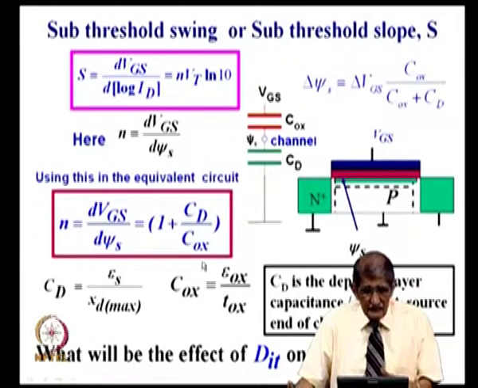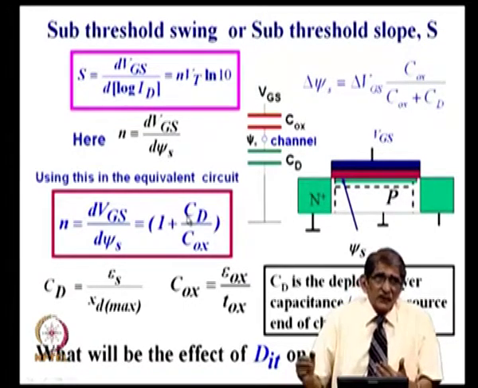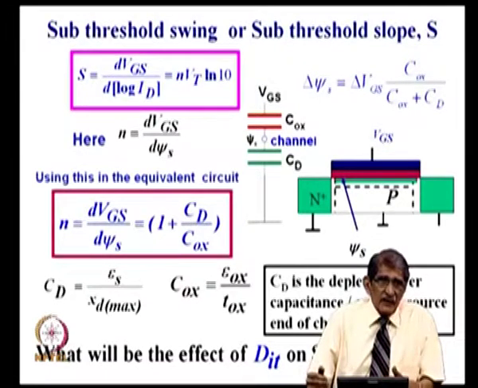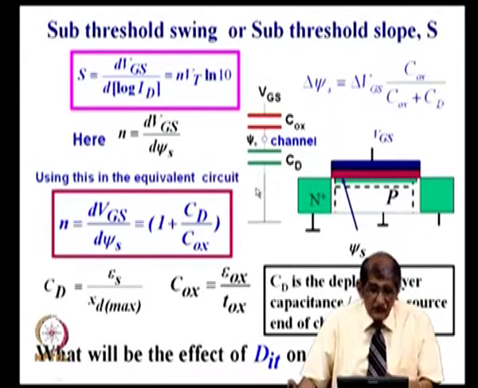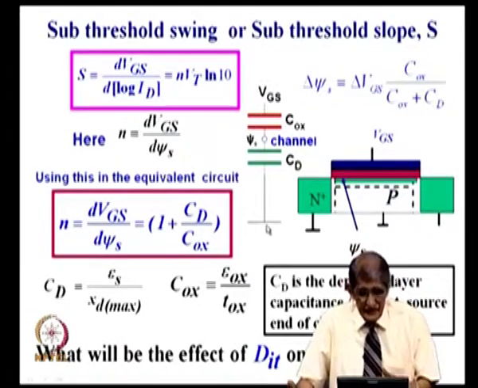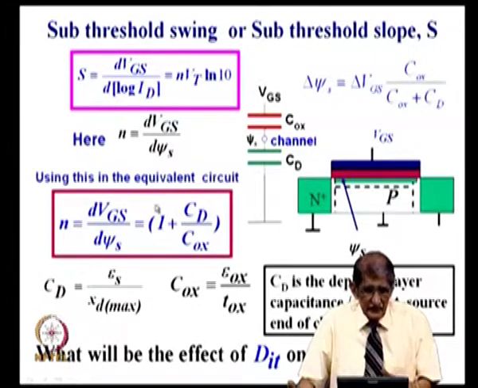So, what is the alternative? Increase the C oxide. How can you increase the C oxide? By reducing T oxide. This actually goes along with your requirement of improving transconductance and drain current, where you can increase C oxide and increase both the transconductance and the drain current for a given device geometry. Subthreshold slope also can be improved by that.